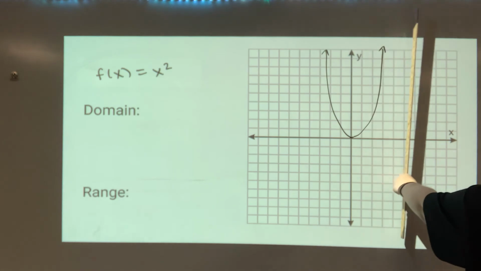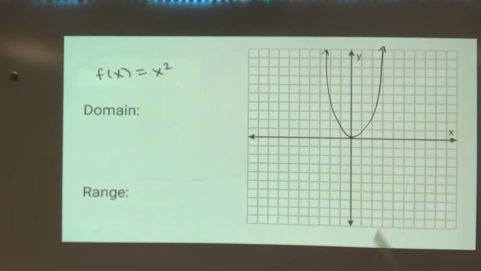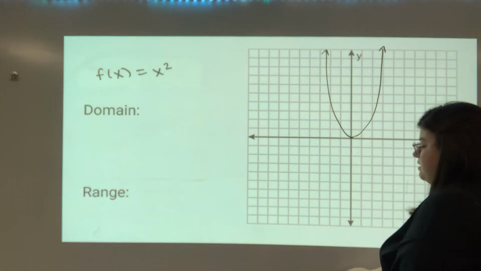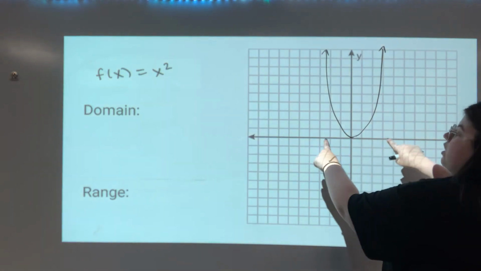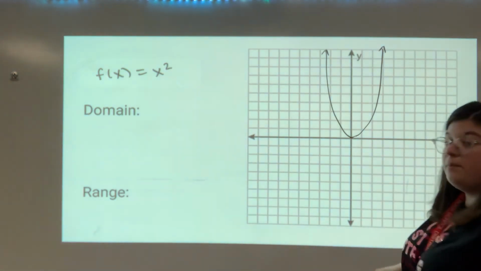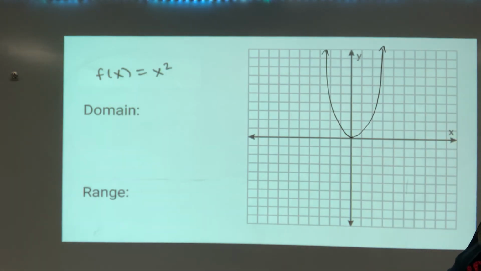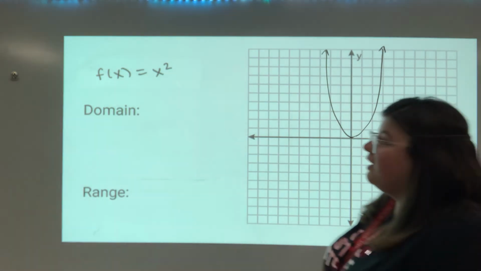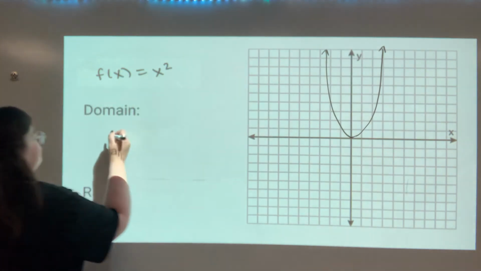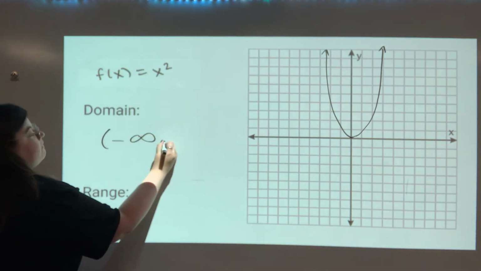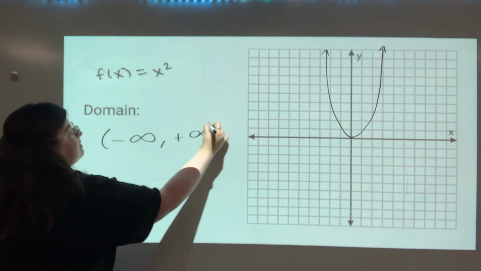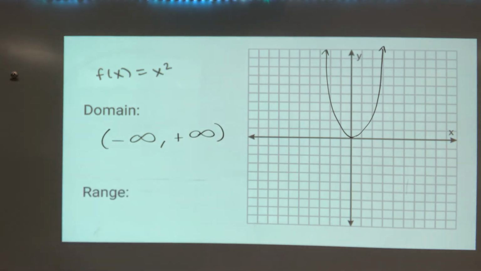If I go this way, eventually I'm going to reach positive infinity. So am I going to reach all of the x values that are possible on that timeline or on the number line? Yes. Again, your domain for this is negative infinity to positive infinity. We're including everything. What about the range?